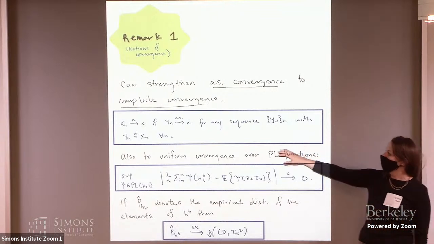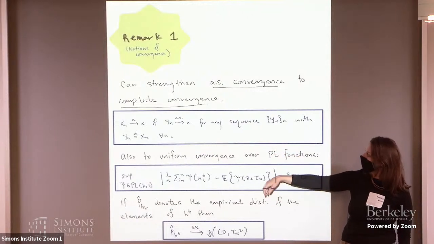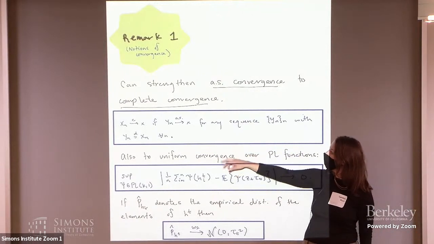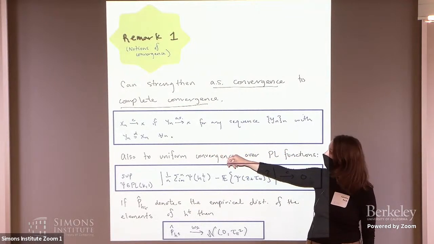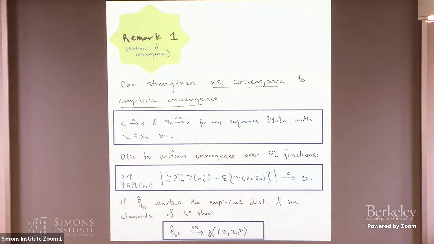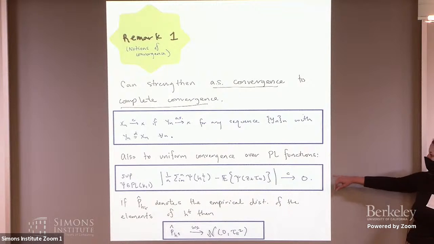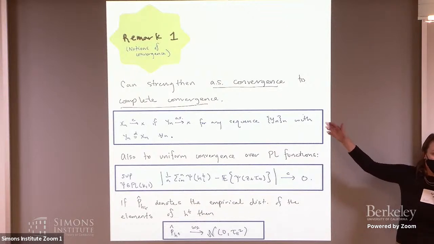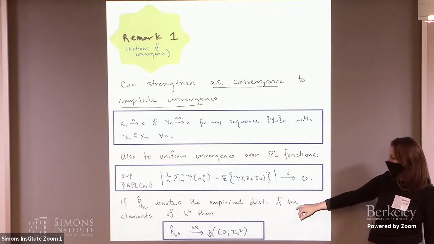It just says that we have a sequence xn that converges completely to some deterministic value x if yn, which is any sequence such that xn is equal to yn in distribution for all n, converges almost surely to x. Once you've shown this complete convergence, what you get is actually a uniform convergence over Pseudolipschitz functions. So instead of for every Pseudolipschitz function, you can show the convergence uniformly, from which you can get a result about the empirical distribution of the elements.